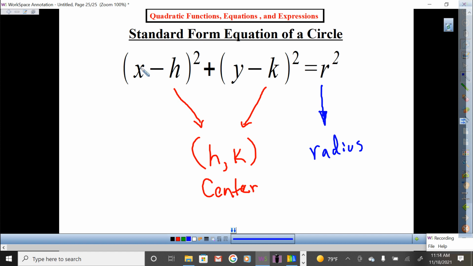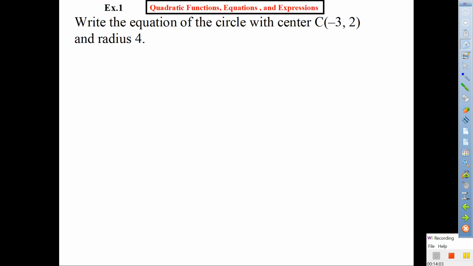Okay? Now notice I have not included A or B yet. Okay, we good? Alright. Here we go. Example 1. Copy this. It says, write the equation of the circle with center C at -3, 2, and the radius 4. Just copy it, and I'll go over that one first. I'll give you some time. Copy that in.